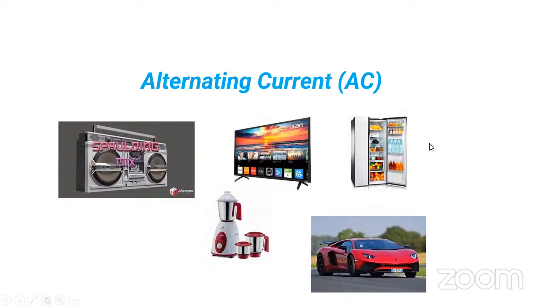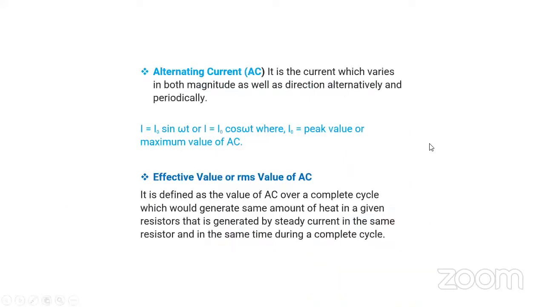Okay. So let us discuss what we mean by alternating current. What are the different gadgets we are using by using AC? First we need to understand what we mean by alternating current. It is the current which varies in both magnitude as well as direction alternatively and periodically. How can you define alternating current? Alternating current is the current which varies in direction as well as in terms of time.